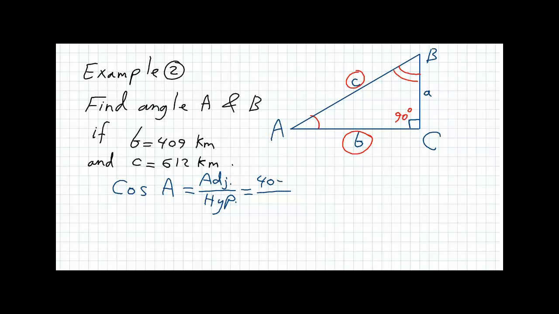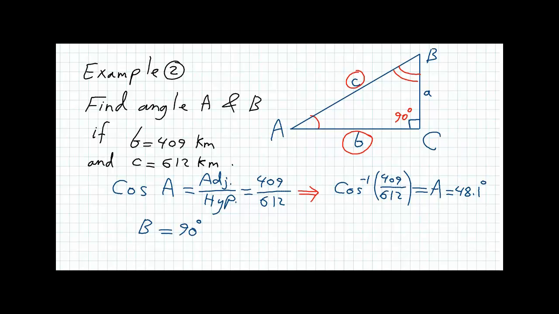So 409 over 612. From this step here, we can go using our calculator by the inverse cosine using the shift for this fraction, and this will give you the measurement of angle A, which is going to be equal to 48.1 degrees. Now, to find the measurement of angle B, we will subtract 90 degrees minus 48.1 degrees. And the result here is 41.9 degrees.